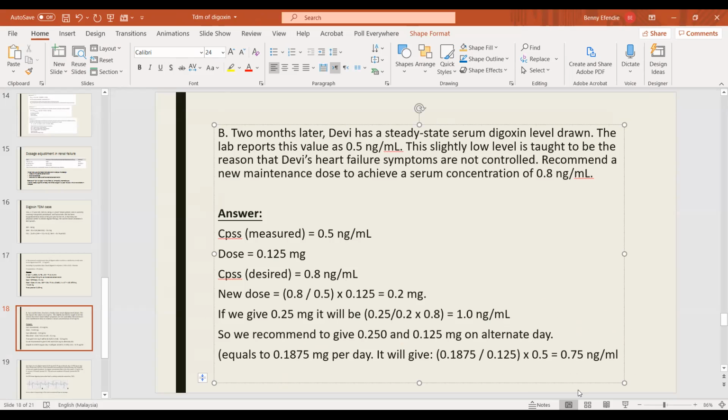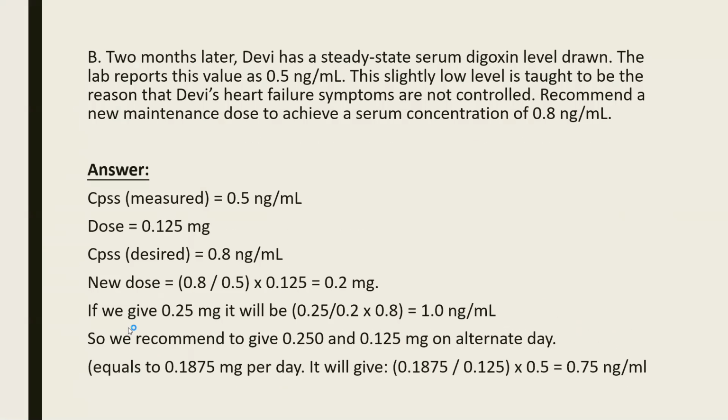So we recommend to give 0.25 and 0.125 milligram alternatively, meaning on alternate days. So this is not alternatively, but on alternate days. So it equals 0.1875 milligram per day. We add these and divide by 2, so per day is 0.1875.